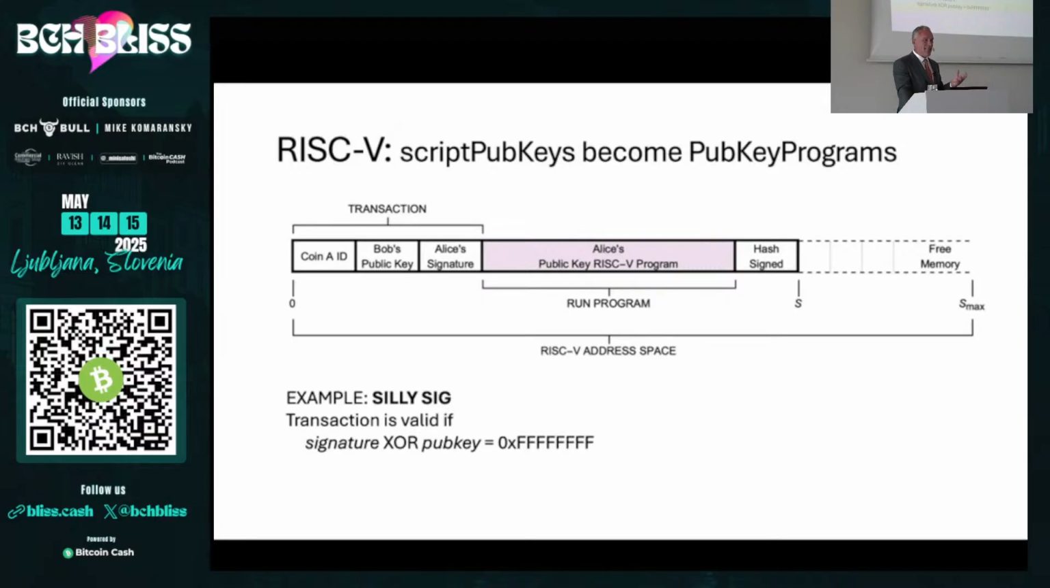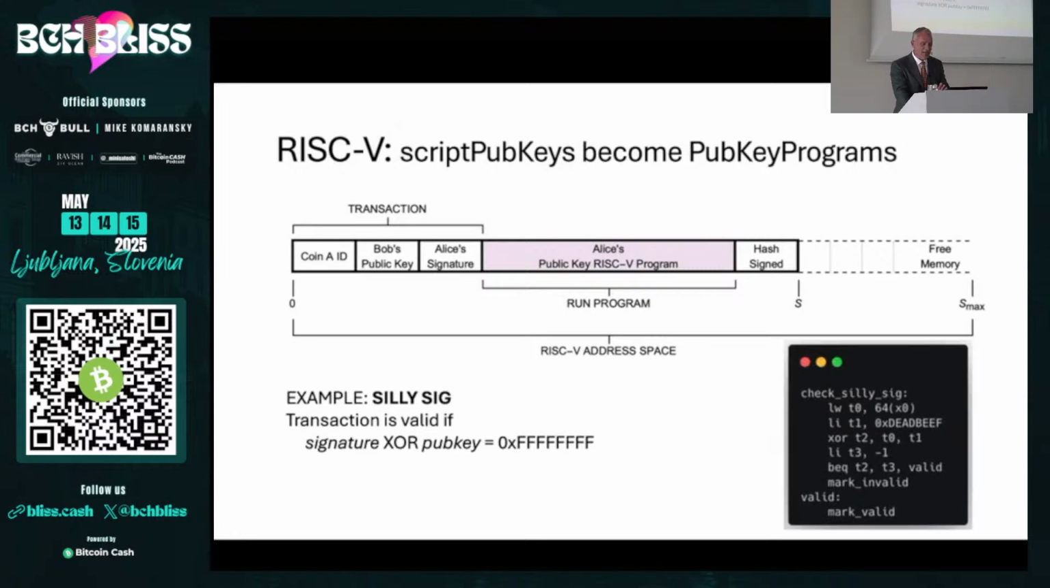I call it silly sig, and it's a totally insecure signature scheme. We're going to imagine we have 32-bit signatures, 32-bit pub keys, and a transaction is valid if the signature XORed with the pub key is all ones in binary, 0xFFFFFFFF. Okay, here is the RISC-V program that would check that. Don't worry about trying to understand it.